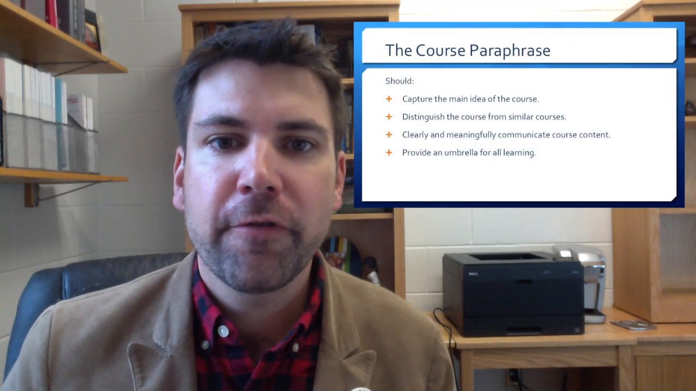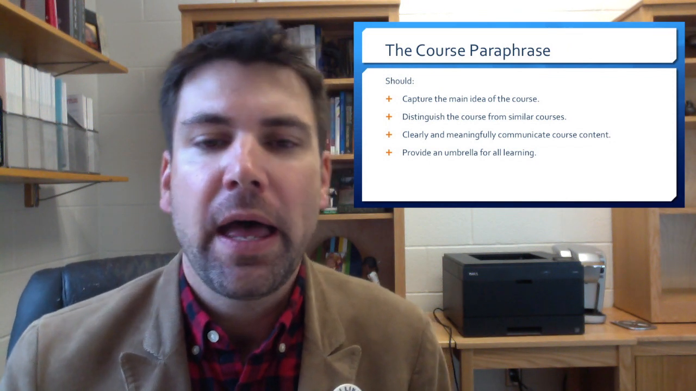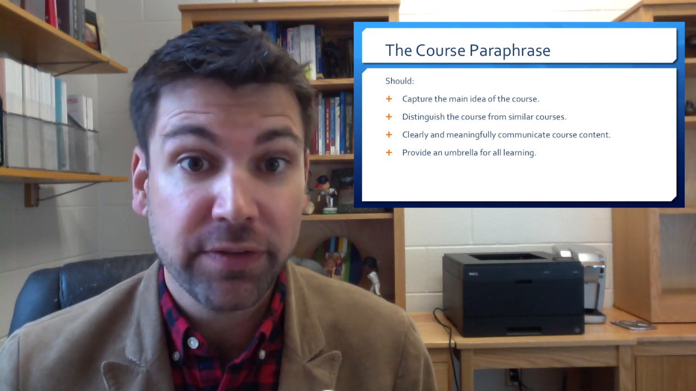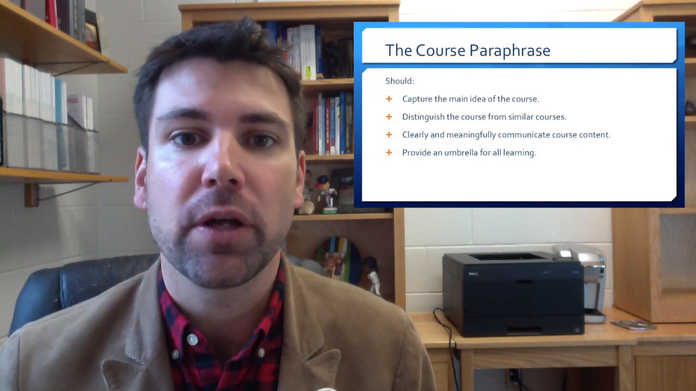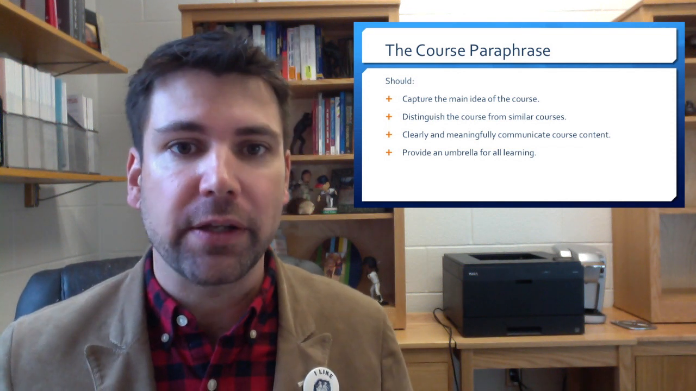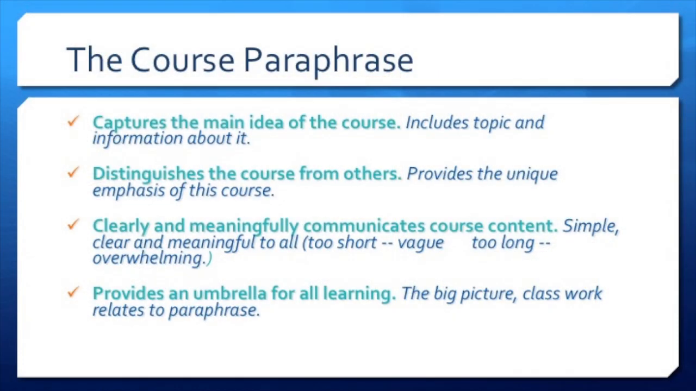Again, the course paraphrase should really encapsulate what this course is all about, how this course is different from courses that students have had previously, and how this course would lead into what the students will take next. Really, I like to consider this an umbrella. So what falls underneath this umbrella? This may include the topic and information about the topic. It might provide a unique emphasis for the course, and it needs to be simple, clear, and meaningful for all.